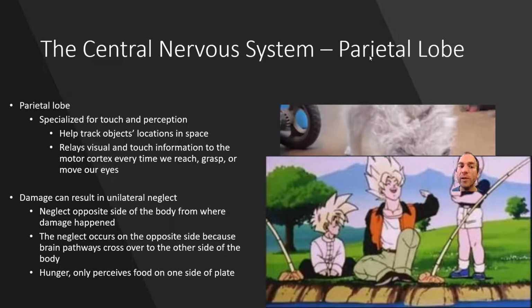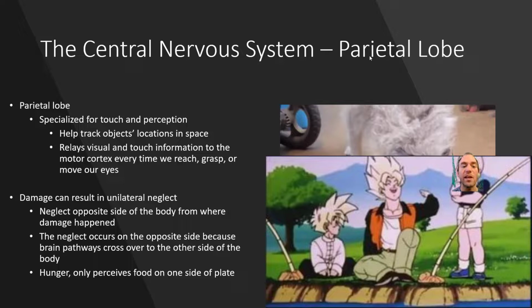Now let's talk about the parietal lobe. Specifically, I just want to talk about its specializations for touch and perception. It helps track objects' locations in space. It relays information to the motor cortex every time we reach, grasp, or move our eyes. Again, the motor cortex being in the frontal lobe. So again, kind of demonstrating how these different brain regions work together.